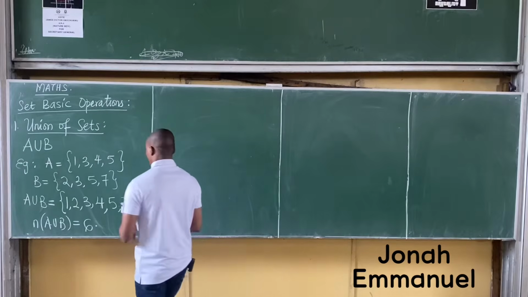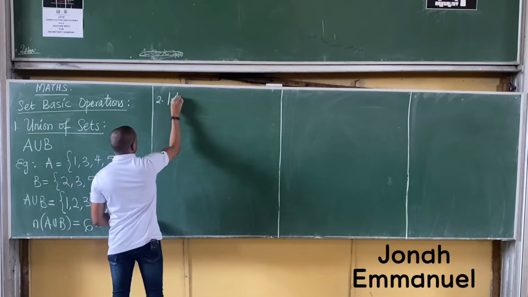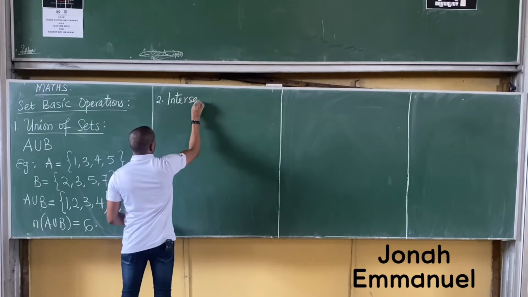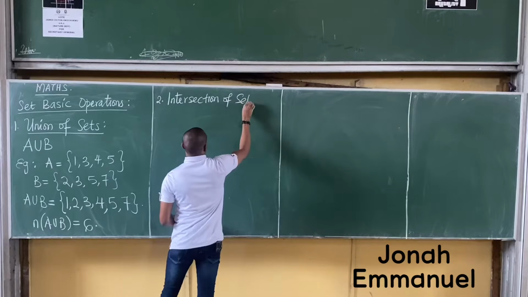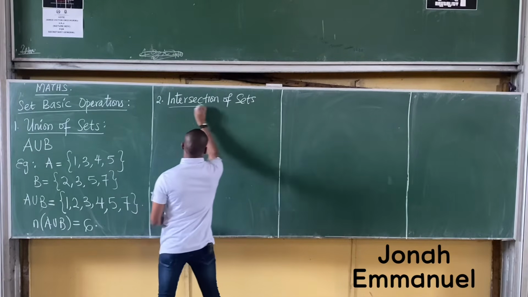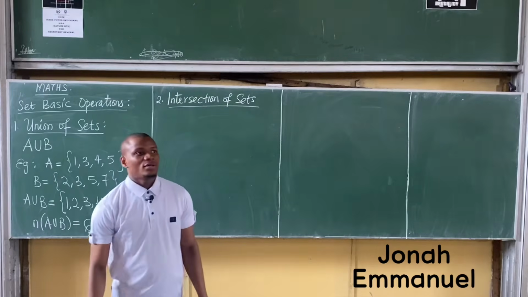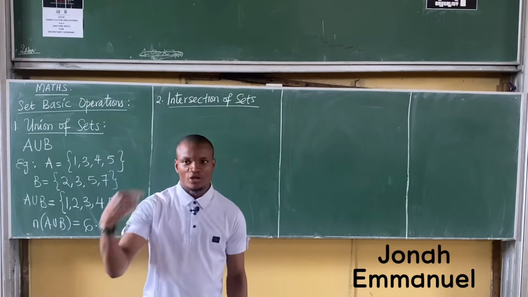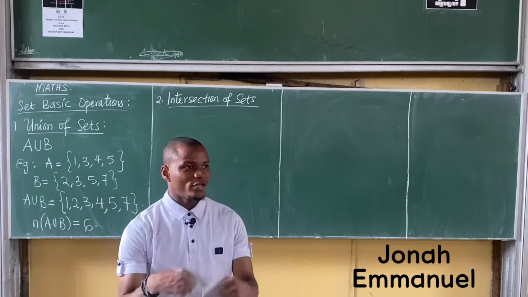Alright, number 2. Intersection of sets. The basic set operations. First one is union. For union, what am I doing? I'm combining all the elements without repetition.